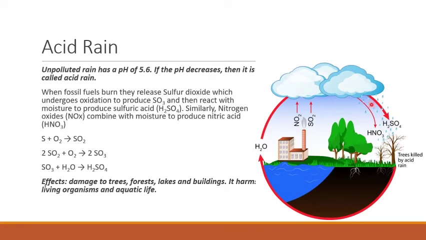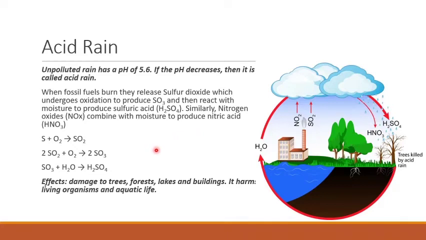Acid rain is another effect of air pollution. Normal rain has a pH of 5.6, so it is not neutral. Neutral, we know, is 7. If the pH decreases to less than 5.6, then the rain becomes acidic. We call it acid rain.